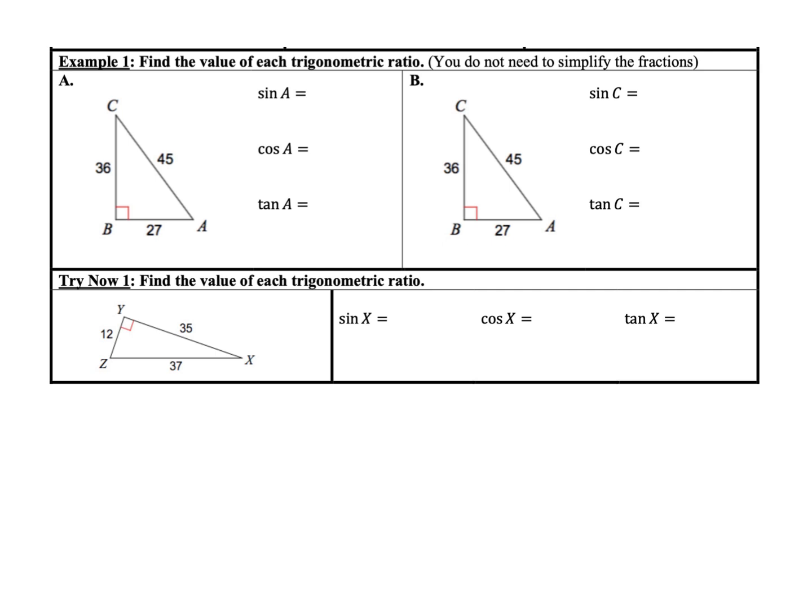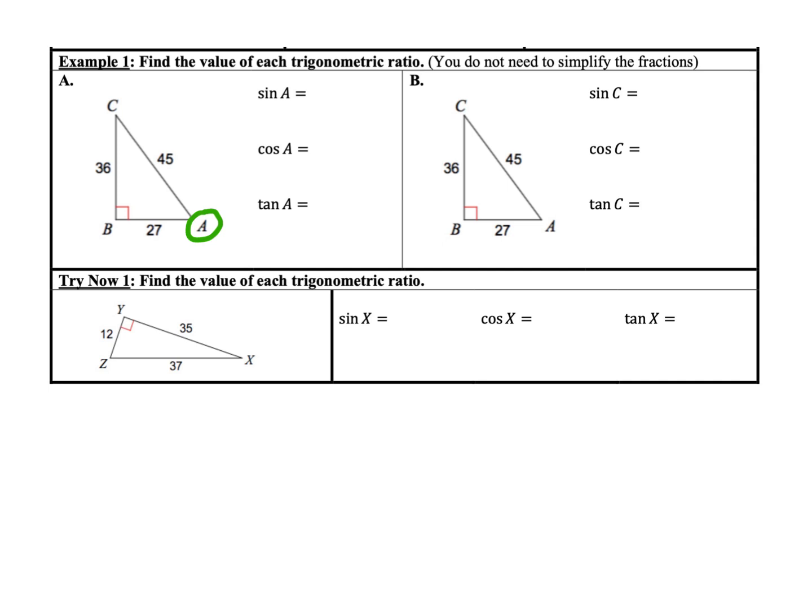Here we want to find the value of each trigonometric ratio, and we do not need to simplify the fractions. We're just going to leave the numbers as they are. So the first thing that you should do is look at the angle that it's talking about. It's always going to be talking about one of the acute angles. So in example 1, part A, we want angle A. So here's my angle, and now I'm going to label all the sides in relationship to angle A.